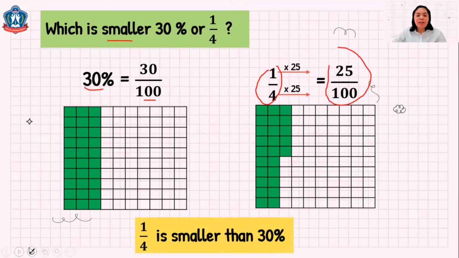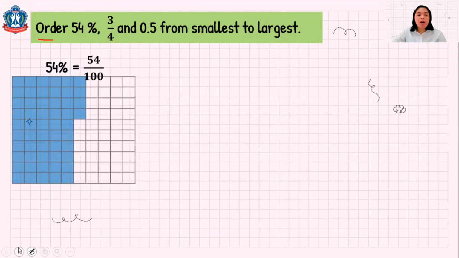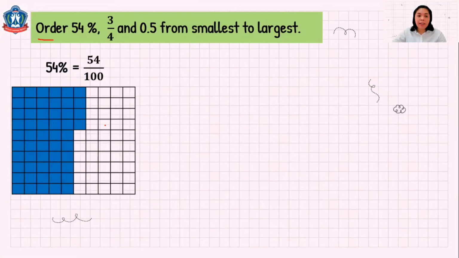How about this one, P5? Take a look. Let's order 54%, 3/4, and 0.5 from smallest to largest. So if we say 54%, that is 54 hundredths, so 54 out of 100 are shaded.